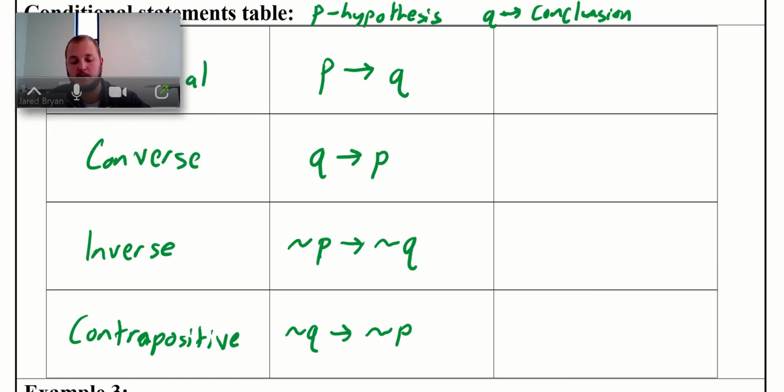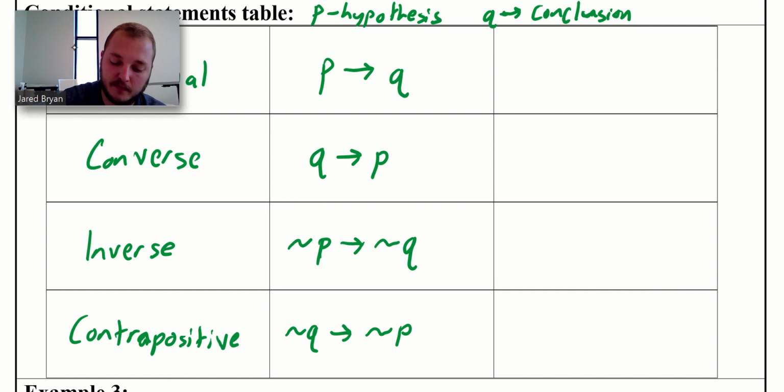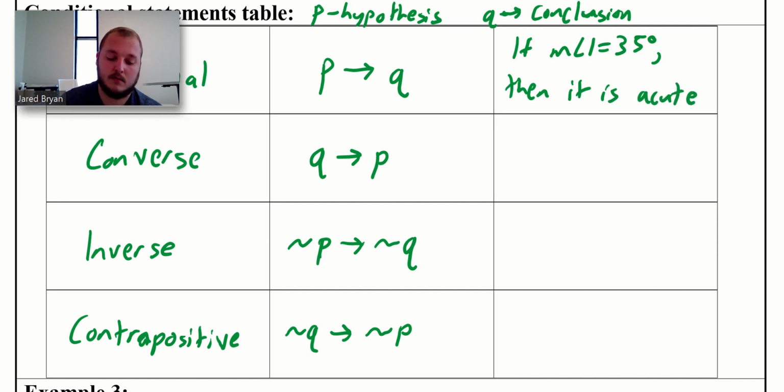And then the last piece is if I were to write a statement out for each. Let's use a geometry example. If the measure of angle 1 equals 35 degrees, then it is acute. Okay, this is just an example to see each one. So let's start with our original statement. If the measure of angle 1 equals 35 degrees, then it is acute. So we have our hypothesis, angle equals 35, and our conclusion, it's acute.